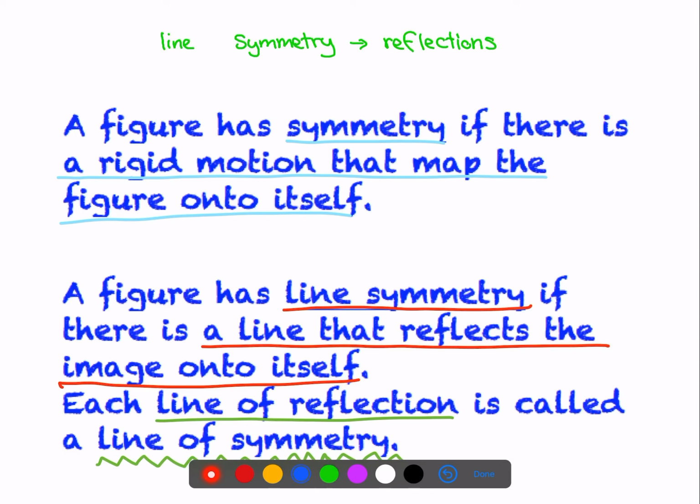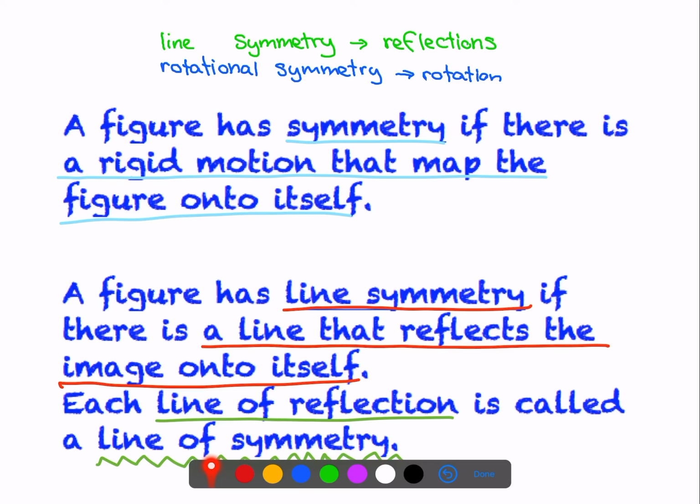Meanwhile, rotational symmetry will deal with rotations because we're rotating. So it says if there's a rigid motion that maps the figure onto itself, it has symmetry. But the symmetry that we're going to be looking for is both line symmetry, so reflections for the rigid motion, or rotational symmetry, which is a rotation for our rigid motion. So those are the 2 rigid motions that we'll be playing with.